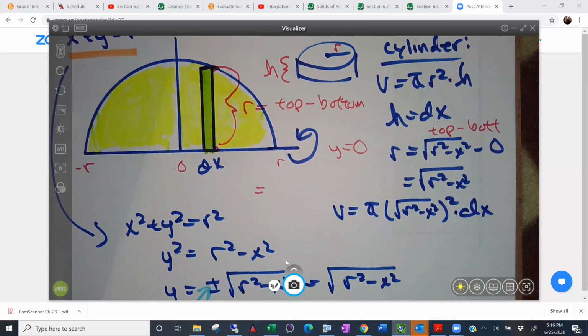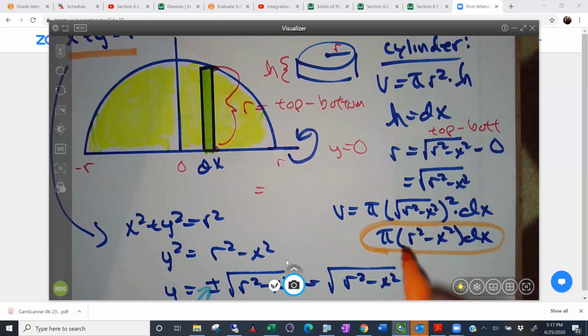Does anyone see a little bonus here? The square root and the power of 2 cancel out. Perfect. So what we're left with is pi times r squared minus x squared dx. Awesome, thank you. So that's the volume of one disk.